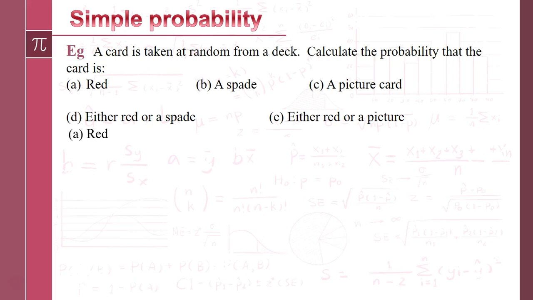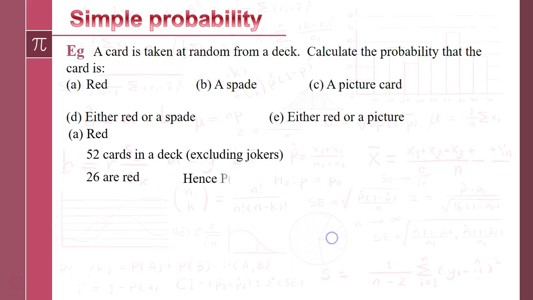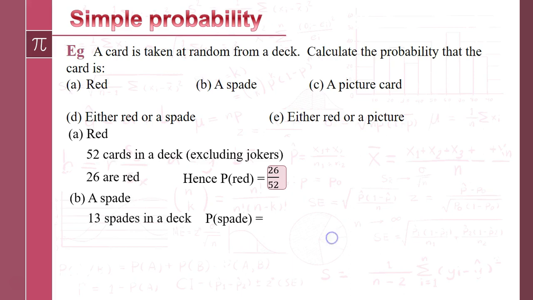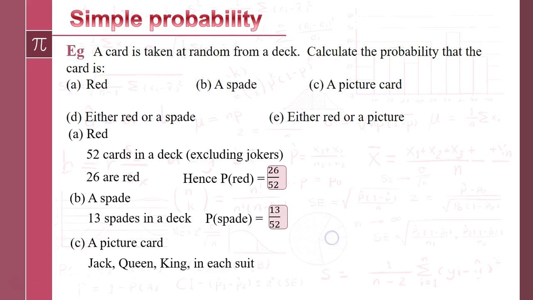First of all, the probability that we've got a red card. Clearly 52 cards in the deck, excluding the jokers. We've got 26 red, because we've got 13 hearts, 13 diamonds, and so the probability that you get a red card is 26 over 52, or half. Fairly straightforward. Likewise a spade, the probability we get a spade. We've got 13 spades in the deck, so the probability we get a spade is 13 over 52. Picture cards: we've got Jack, Queen, King in each suit. So we've got four suits, that's 12 cards, so the probability we get a picture is 12 over 52.